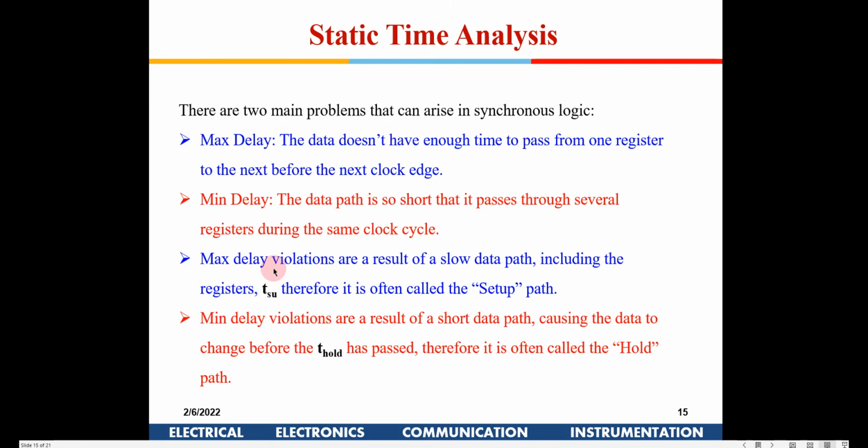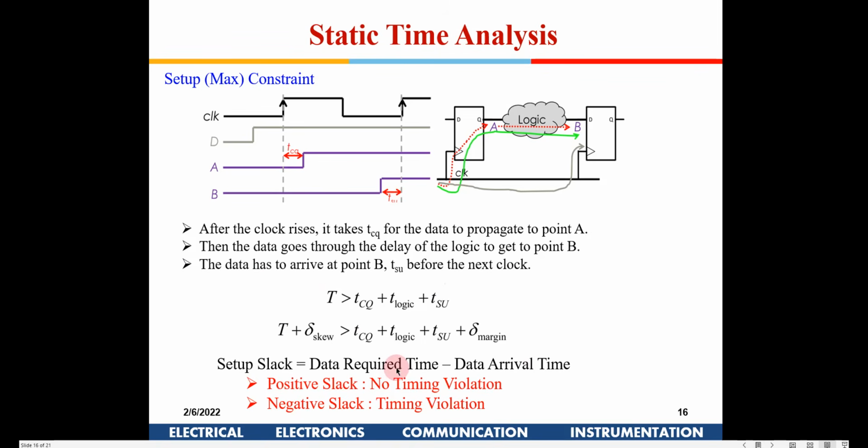So you have max delay violations, which are because of a slow data path, including the registers, causing setup time violations. And minimum delay violations are the result of a short data path, causing data to change before the T hold. So they are known as hold time violations. These two types of violations can happen. So when we design a synchronous circuit, we have to compute all these delays to make sure that these kinds of violations don't happen.